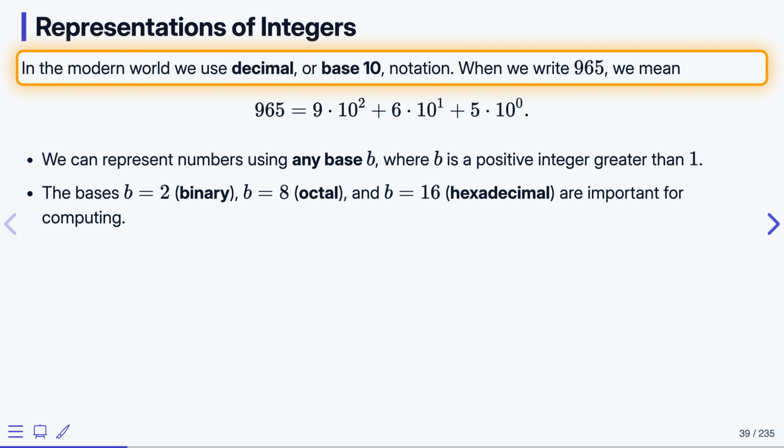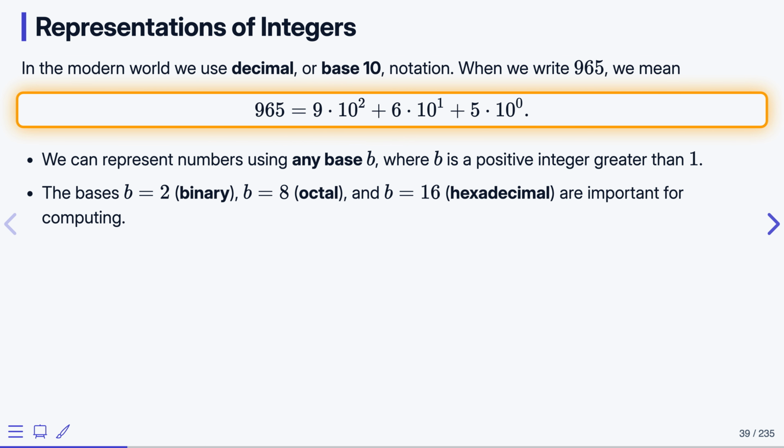We write numbers in base 10 every day. Base 10 means each place is a power of 10. Take 965. The 9 is in the hundreds place, so it means 9 times 10 squared. The 6 is in the 10's place, so 6 times 10. The 5 is in the 1's place, so 5 times 1. Add them and you get 965.